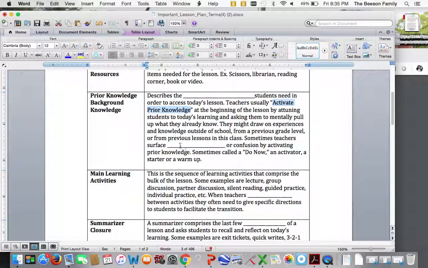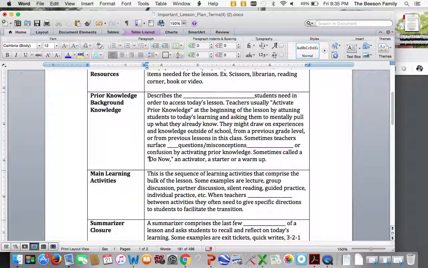So sometimes teachers surface questions, misconceptions, or confusion by activating prior knowledge. So that is that uncoverage stage. So when earlier in the video we talked about uncoverage, when you are activating that prior knowledge, and like the fish, those pictures are happening in the student's mind and they have some misconceptions. That's that time during uncoverage.